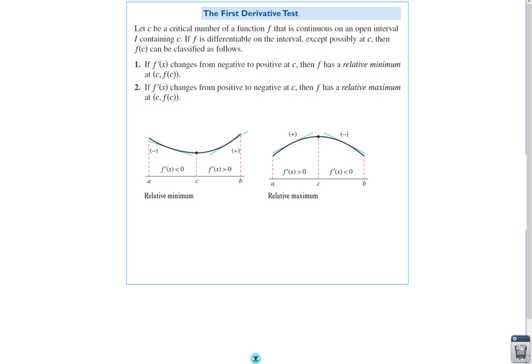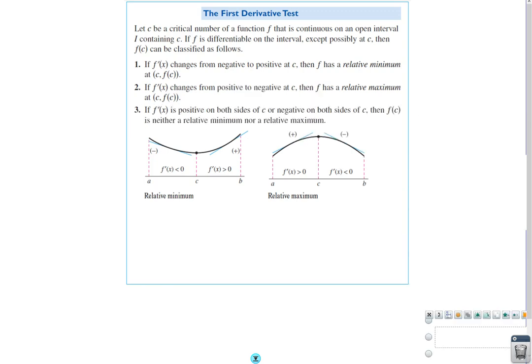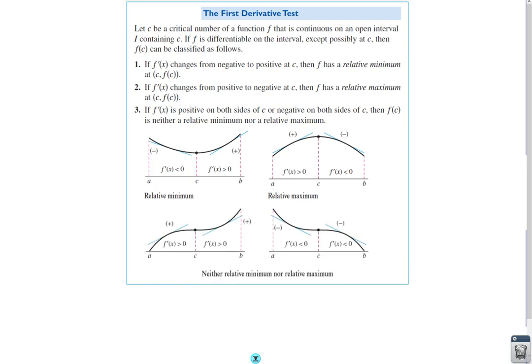Is there a third option? Of course there is. If f prime is positive on both sides or negative on both sides, then f of C is neither a relative min nor a relative max. So if I have this situation, I still have a horizontal tangent here. I still have a horizontal tangent here. F prime of C is still equal to 0. These are still critical numbers. However, my derivative is positive or negative on both sides.